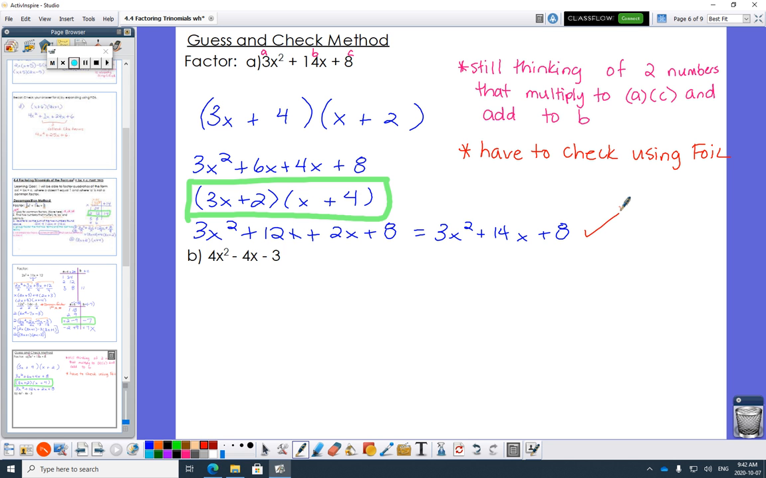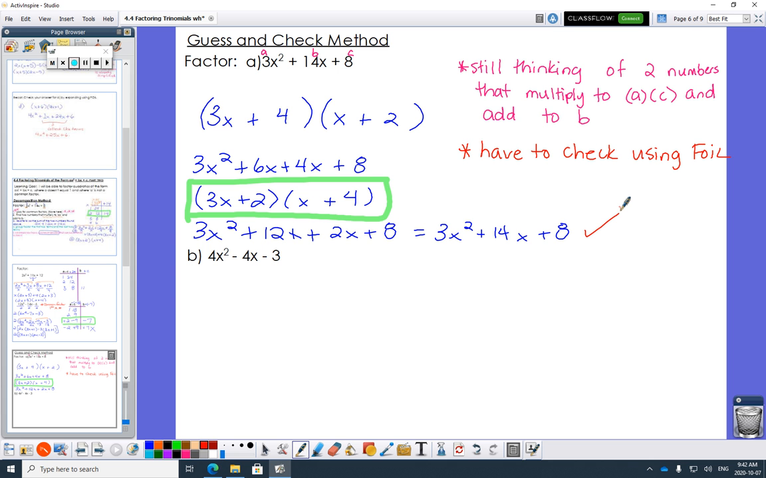No, because unless it said check using FOIL, but if you're just using guess and check as a method, you just need to check that your answer is right. So if you look at this and you're like, oh, I know that's 14, then this would be your final answer. Yes. Whatever you like.